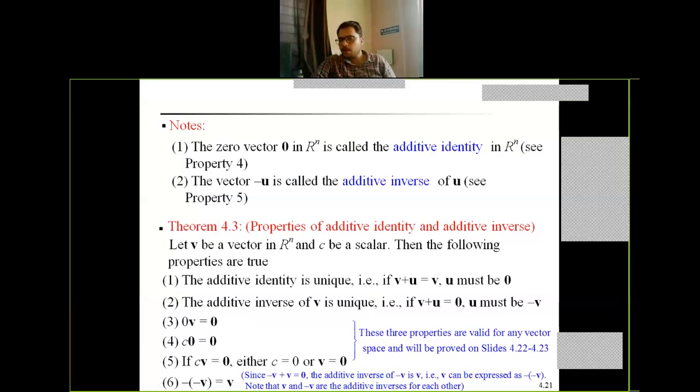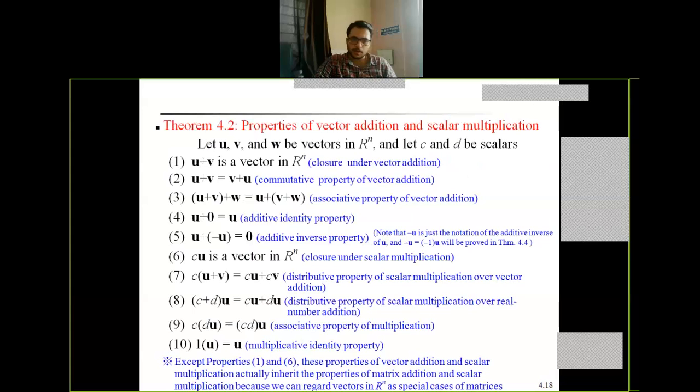So there exists an additive inverse of u which is called minus u. These are the two basic properties, additive identity and additive inverse, which are very helpful while understanding what a vector space is. The rest of the properties we will be discussing later.